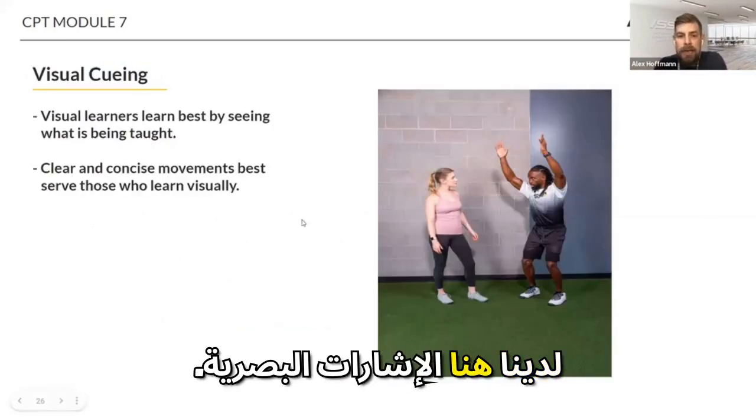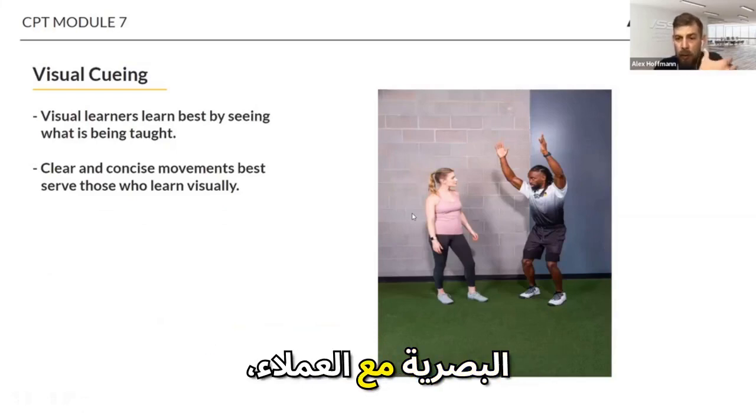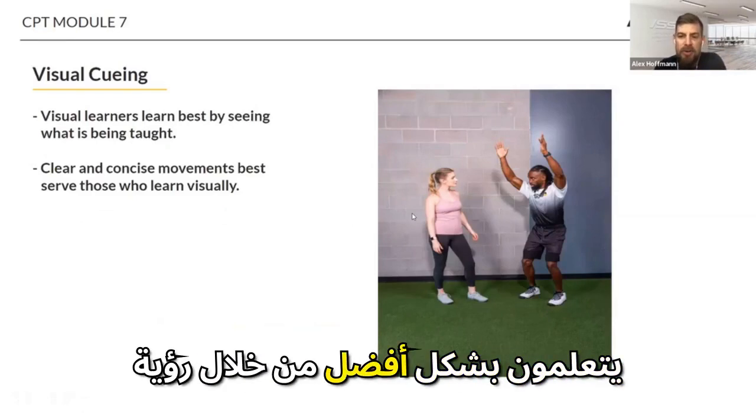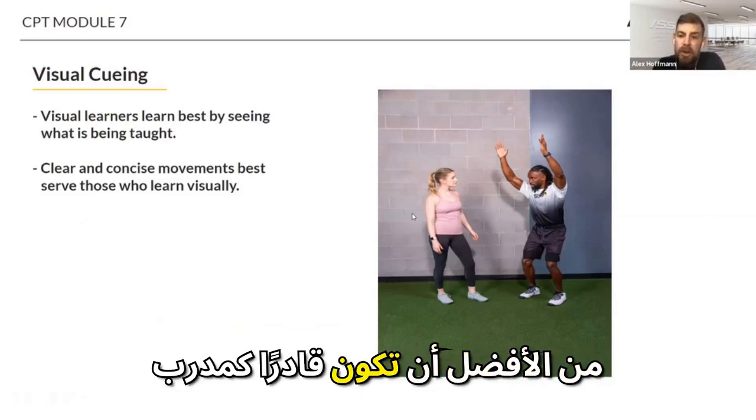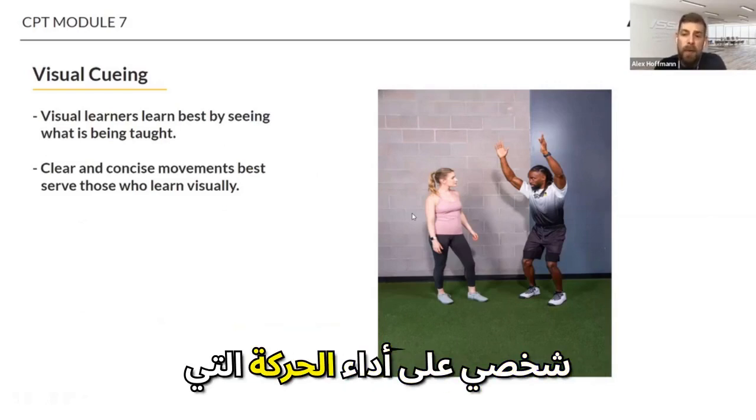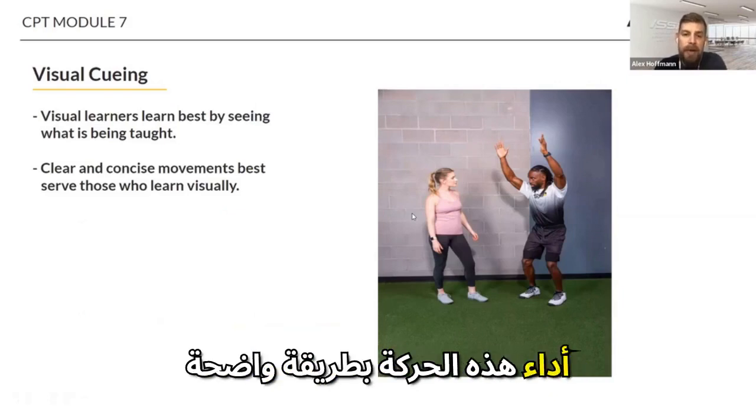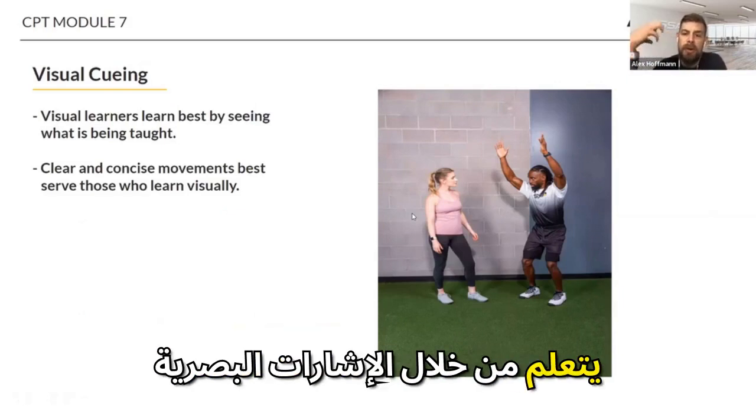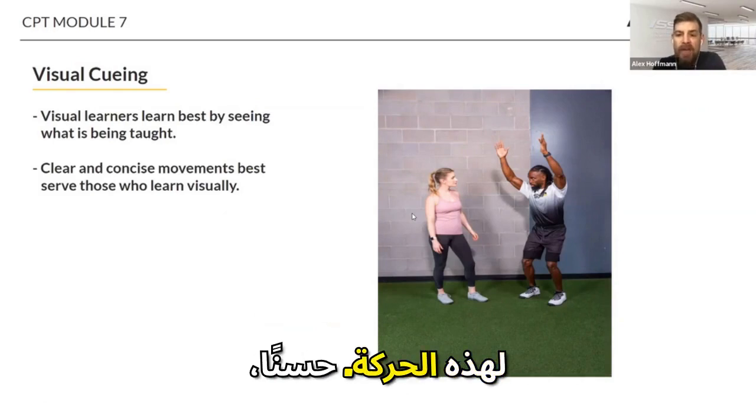So first up here, we have visual cueing. Again, when we're talking about visual cueing, with clients who prefer to learn this way, we're talking about those who learn best through seeing the personal trainer demonstrate the movement. And so you as a personal trainer better be able to perform the movement that you want your client to perform. And you better be able to perform that movement in a clear and concise manner so that the individual who learns through visual cueing is able to see proper completion of that movement.